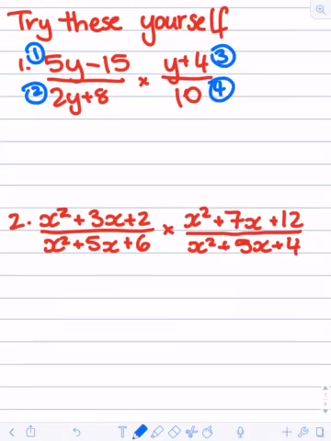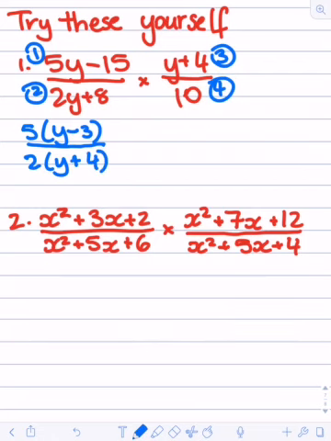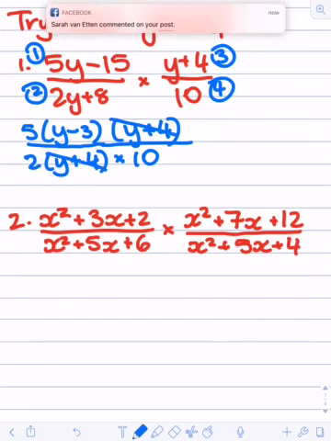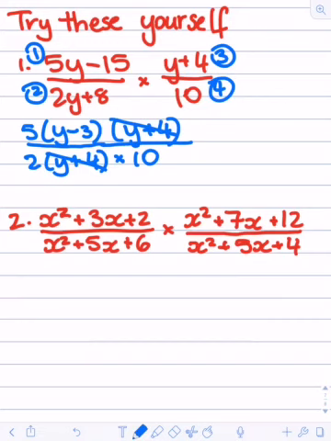Term 1 is a HCF, so you have 5y minus 3. Term 2 is a HCF as well, so you have 2y plus 4. Term 3 is nothing, so it's just going to be y plus 4. And I'm going to put that in brackets because we're multiplying the whole thing. And down the bottom is just going to be 10. Now I can cancel out y plus 4 and y plus 4 because we are multiplying. When we're multiplying, I can cancel out the same values on top and down the bottom.